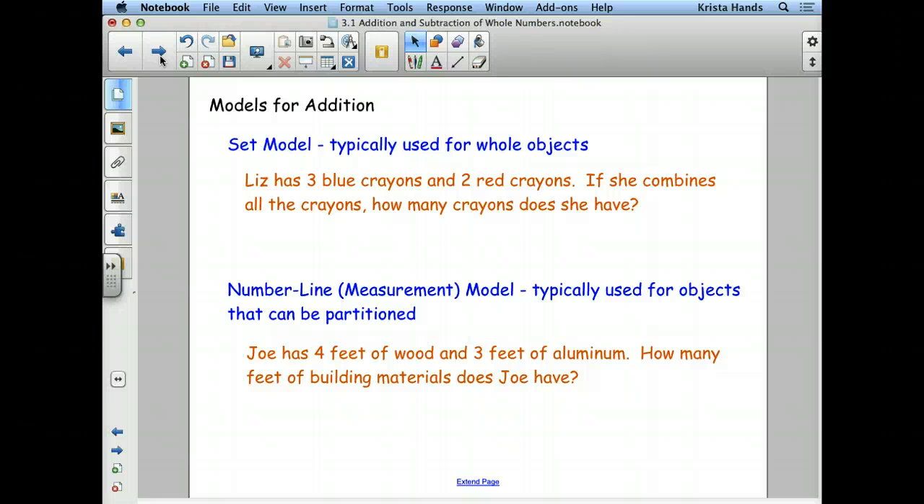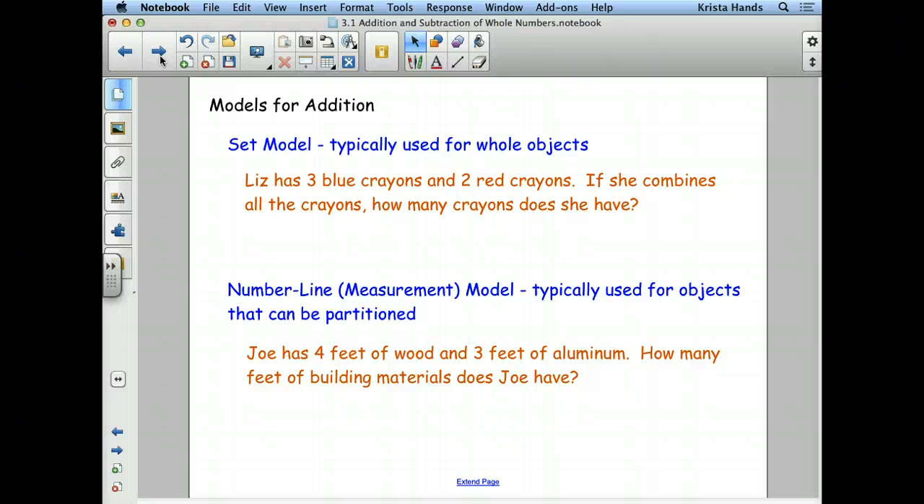So let me talk about the first model for addition, the set model. This is typically used for whole objects, and we are doing addition and subtraction of whole numbers, so that makes sense here. Here's an example of a problem that would be a set model. Liz has 3 blue crayons and 2 red crayons. If she combines all the crayons, how many crayons does she have? These are disjoint objects, right? The crayon is not both blue and red, so we don't have to worry about the disjoint issue.